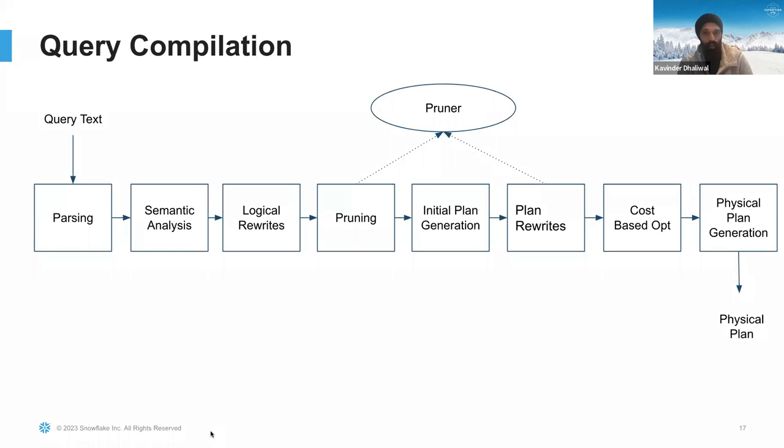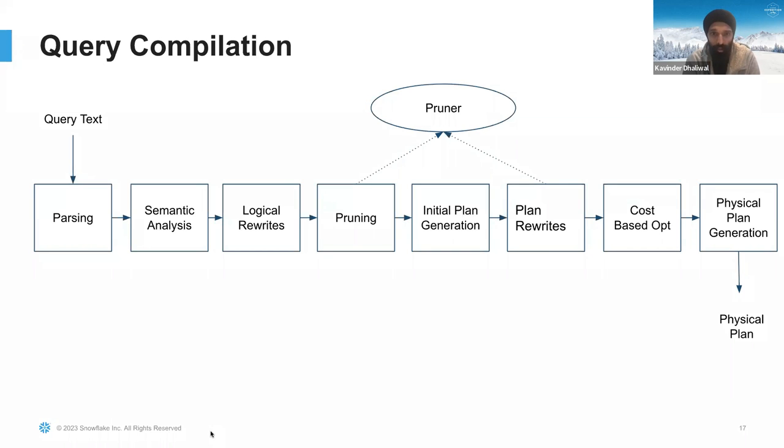Okay, now I'll talk about query compilation for a couple of slides. This is the general flow of query compilation. You can also call it optimization and query planning. It fits your standard textbook model with some slight variants. So we start with the query text on the top left. We go through parsing to generate an abstract syntax tree. We then go through semantic analysis, where we look up tables, columns, and information. We verify that the SQL query makes sense, and we also do type checking.